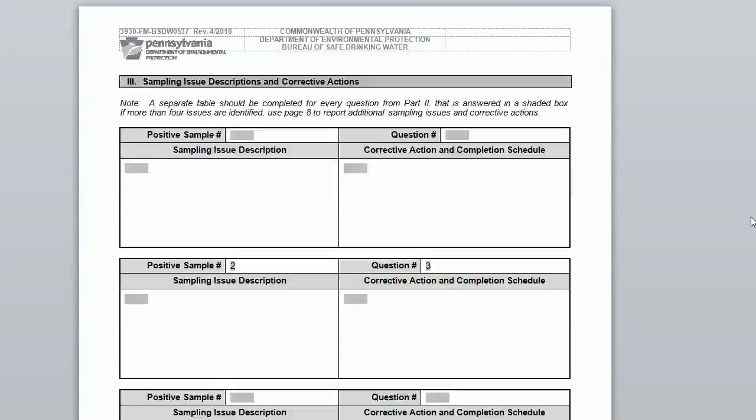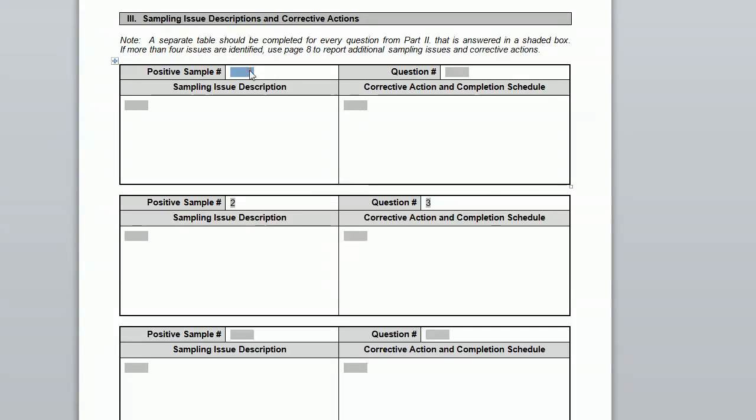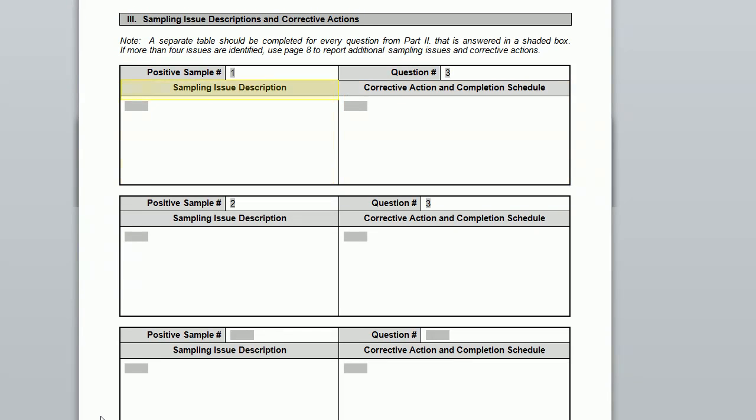For our example, we would indicate the issue in the top of the table as positive sample number 1 and question number 3. Now below the first line, there are two additional boxes, the sample issue description and the corrective action and completion schedule. Let's look at the sample issue description. In this box, the assessor would explain the problem. So, if you recall, in our example, the issue is that samples were not collected in accordance with proper protocols. In our example, the system described the issue in Part 3 as shown.